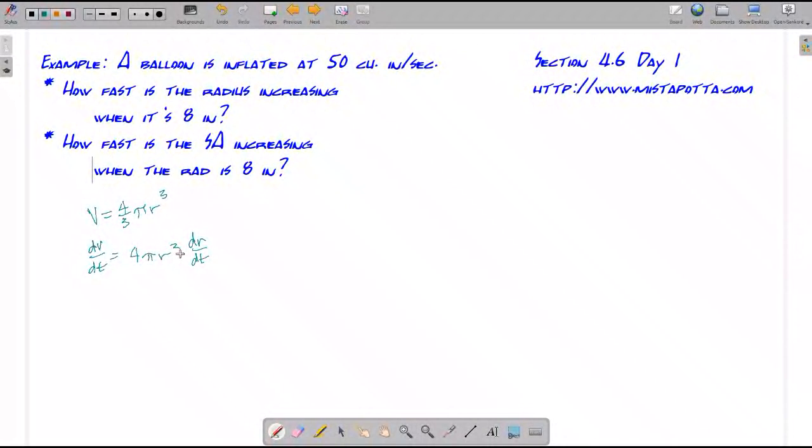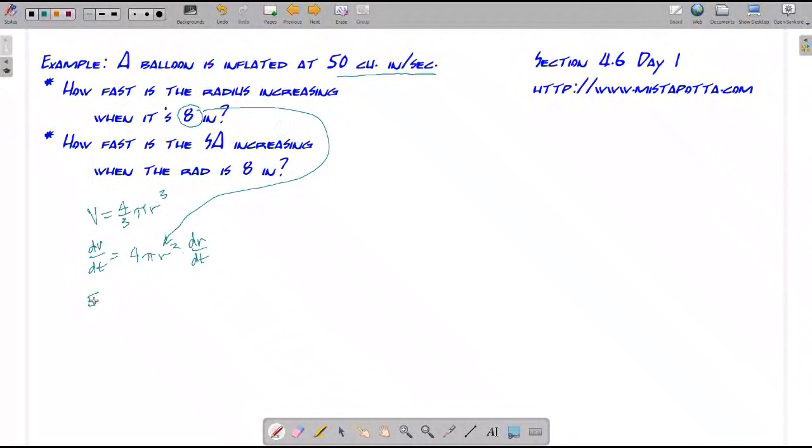And that brings up something that's going to be very, very important, and we'll talk about it in just a few moments. But now I've got my change in volume, which I knew to be 50 cubic inches per second, and my radius, which I knew was 8 inches. And now I'm ready to answer the question, how fast is the radius increasing?